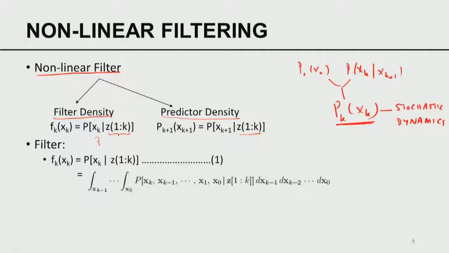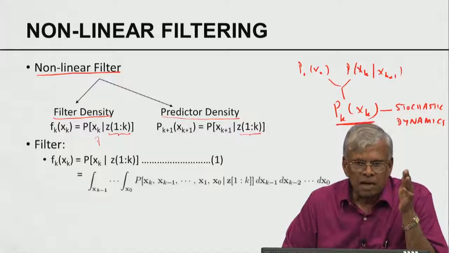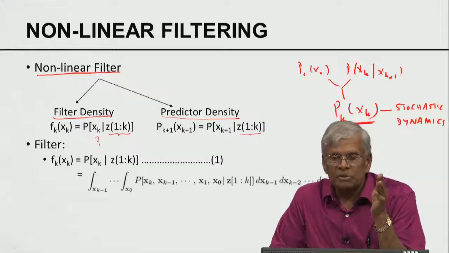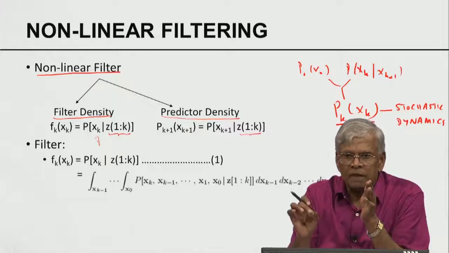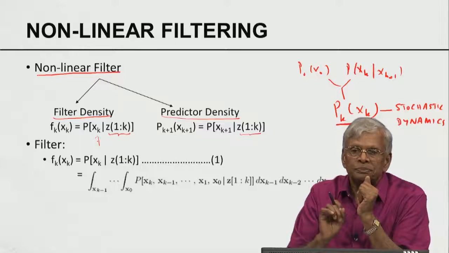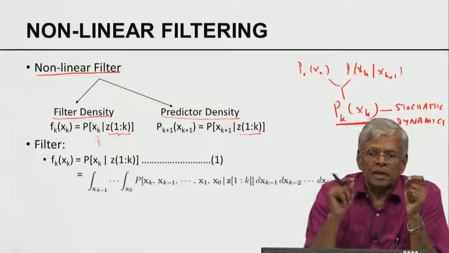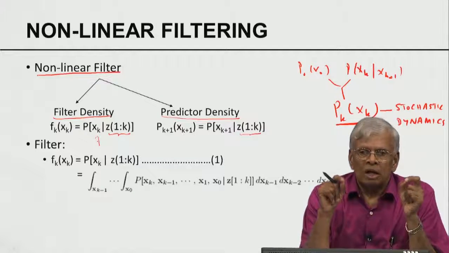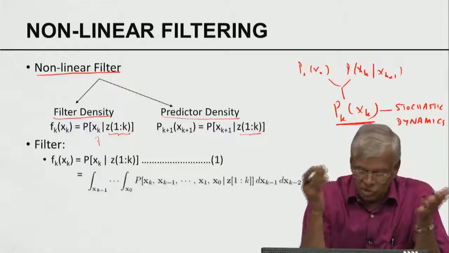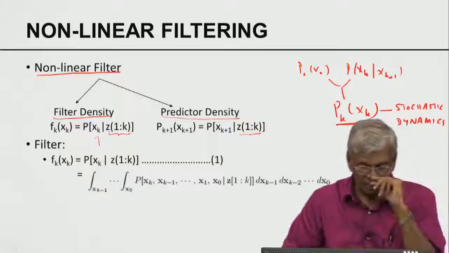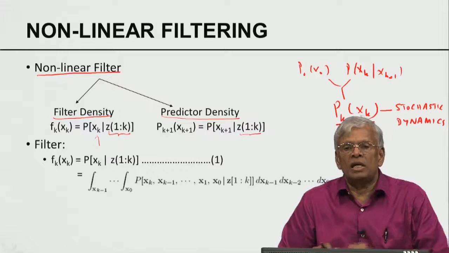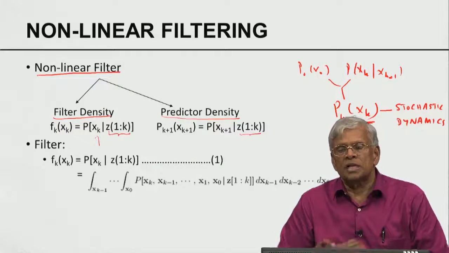Given all the information up to time k, estimating the state of the system at time k is called the filter problem. Given all the information from time 1 to k, trying to know the state of the system at time k plus 1 is a prediction problem. Here, instead of simply predicting the mean and the covariance, we have to predict the entire distribution itself. So this is the predictor density, this is the filter density.